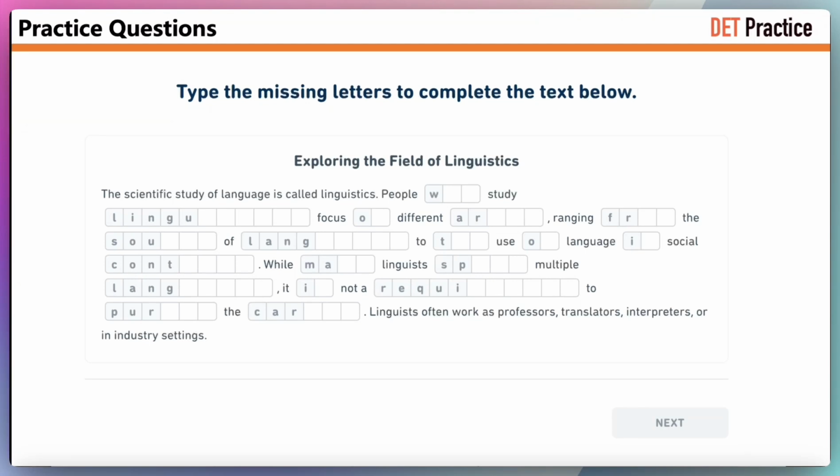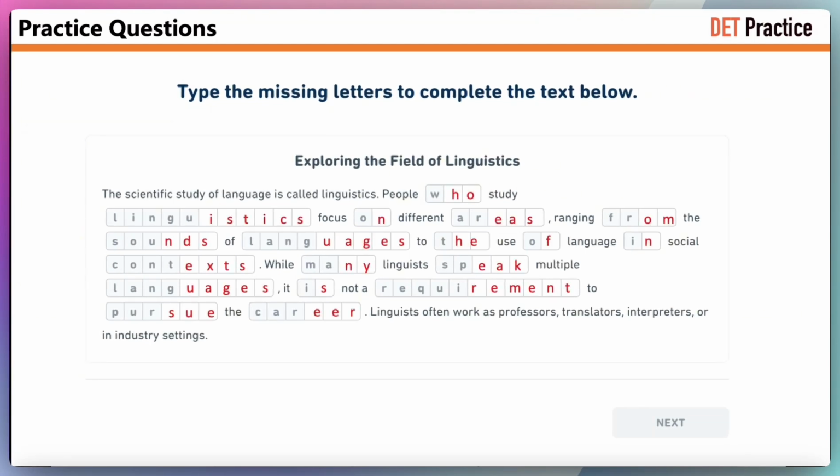After people, it should be who, a relative pronoun. Then linguistics, which is in the article, so we can fill that in directly. Focus on is a fixed phrase. After different, it's that field we talked about earlier when solving questions, called area. Here it should be plural, areas. After range, it should be from to indicate a range. Then we have sounds of languages. Next, the should be filled in, following the same structure as before. Before language is of, meaning of something, and after it is in.